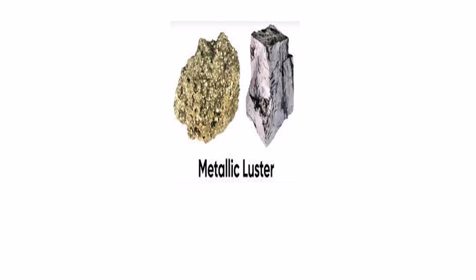Now metals in their pure state have a shining surface. This property is called metallic lustre. Here you can see the picture of two metals showing metallic lustre.